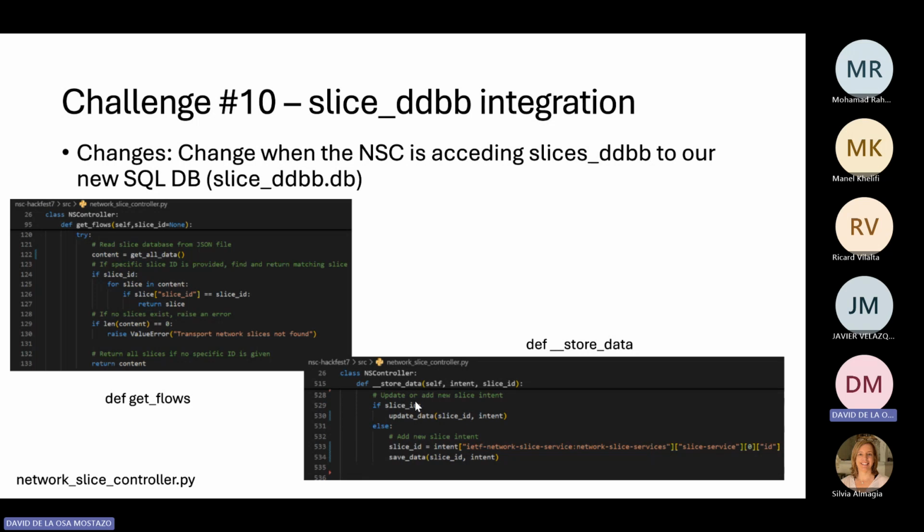So instead of calling the JSON and changing it, we just need to call the update data. If we want to create the new slice, we check if the slice is already there. If it's not already there, in the else, we are going to create it. So we just need to have a save data with the slice ID from the content, and if the slice is already there, we just update it with the update data function.